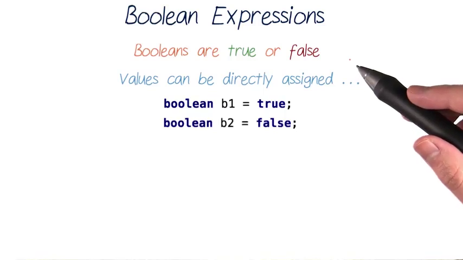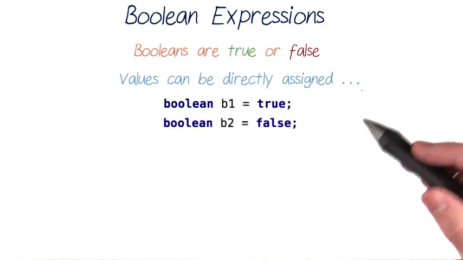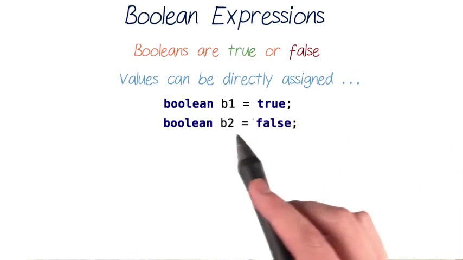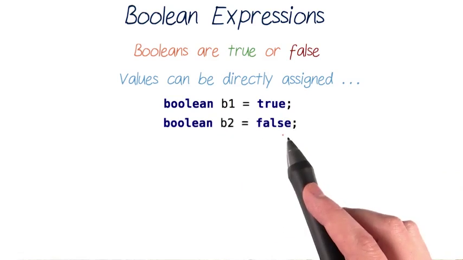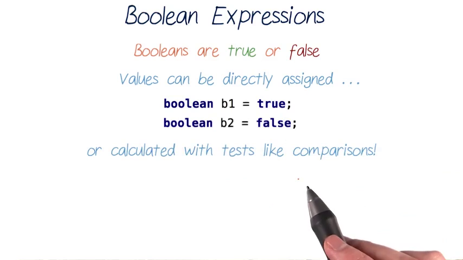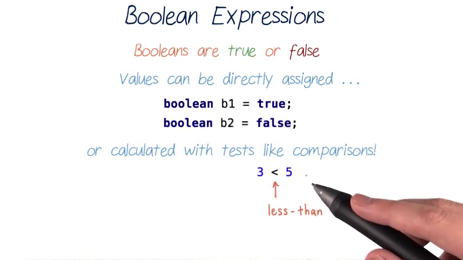We've talked about how Booleans take on the value of either true or false, and so far we've been directly assigning that value, like with the code Boolean b1 equals true and Boolean b2 equals false. But Boolean values can also be calculated by doing tests like comparisons, and these are called Boolean expressions. And expressions look something like this.